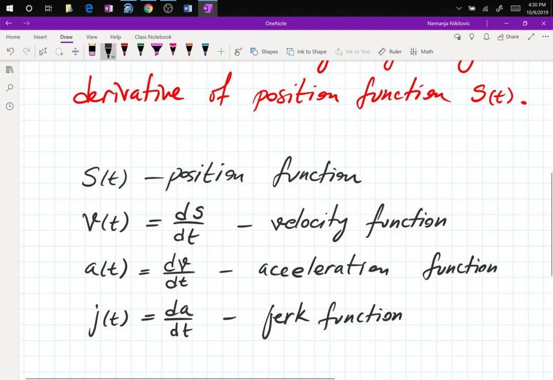Or you can floor it and get jerked into the seat. Acceleration changes velocity, velocity changes position, right? You are off to the races in that case. So you can see that the derivative progresses.